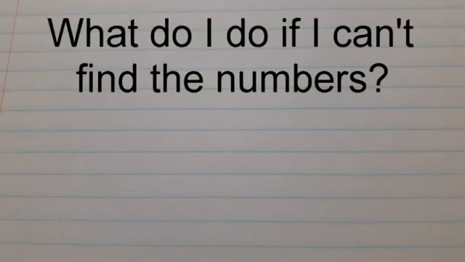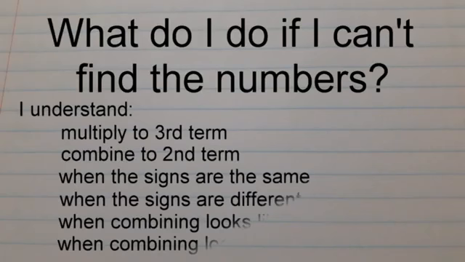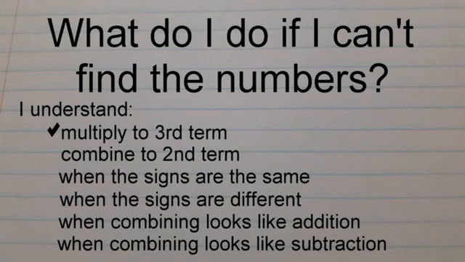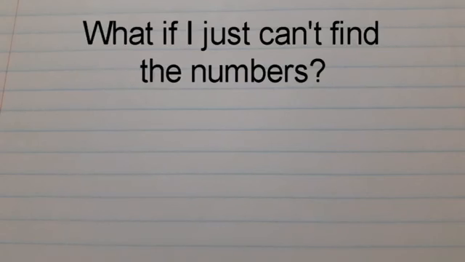In today's video, we're going to talk about a very common question I get when I'm teaching how to factor trinomials. And that question is, what do I do if I can't find the numbers? I understand we need to multiply to get to the third term and combine to get to the second term. I know that if we're multiplying to get to a positive, the signs need to be the same. And if we're multiplying to get to a negative, the signs must be different. I know that combining looks like addition if the signs are the same and subtraction if the signs are different. I understand all those rules. But what if I just can't find the numbers?